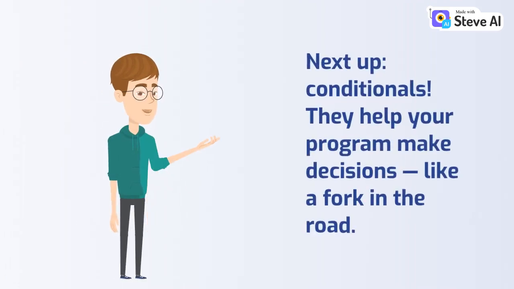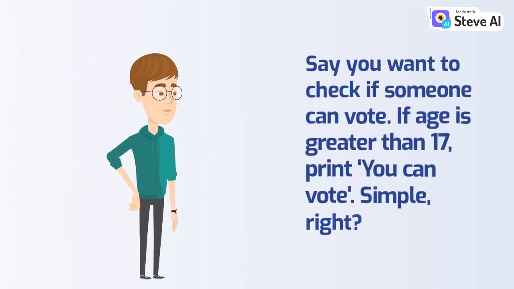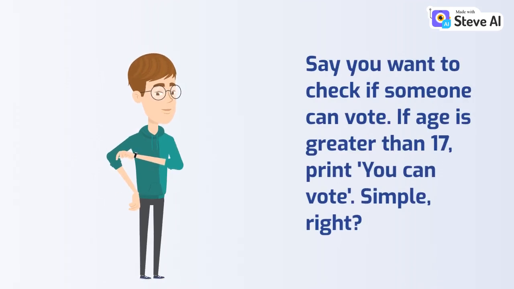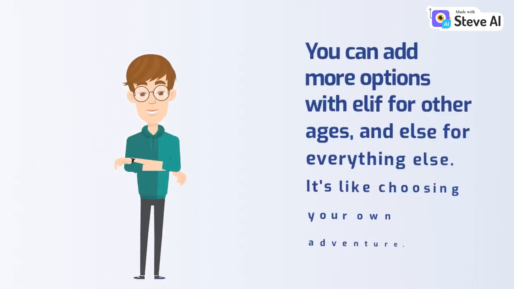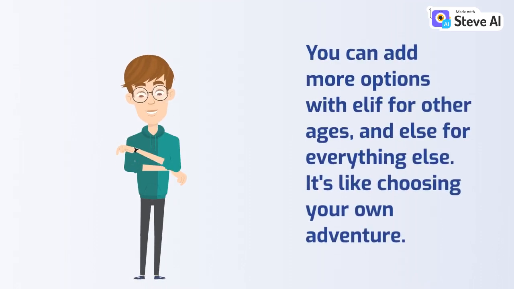Next up, conditionals. They help your program make decisions, like a fork in the road. Say you want to check if someone can vote. If age is greater than 17, print you can vote. Simple, right? You can add more options with elif for other ages, and else for everything else. It's like choosing your own adventure.